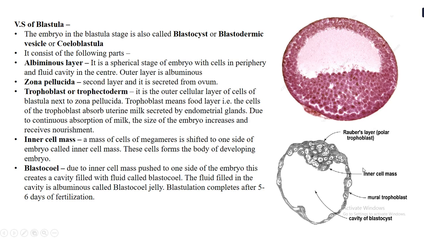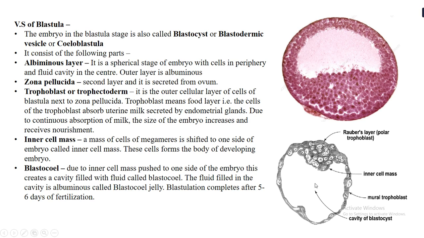Then comes the inner cell mass. This is the inner cell mass that you can see over here, and the mass of these cells are megameres and they are shifted to one side. As you can see, there is this big cavity of the blastocyst over here, and these inner cells have moved to one side. These cells form the body of the developing embryo.